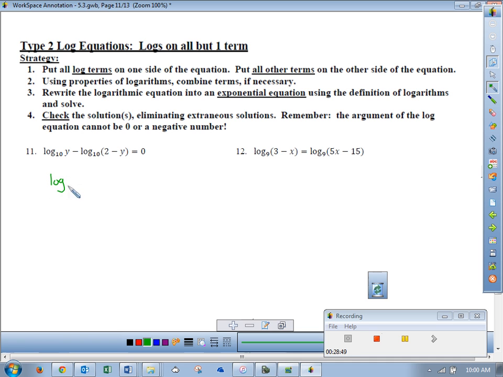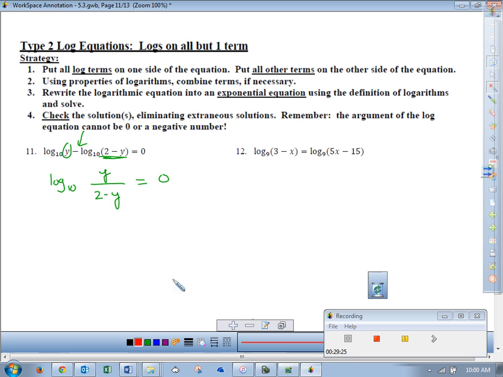Log base 10 of, what should I do with these bad boys? Should I multiply them or should I divide them? Divide. So it's going to be, who's in the numerator, y or 2 minus y? Y is upstairs, 2 minus y is downstairs, and that equals 0. All I did was use my logarithmic rules that say when you're subtracting logs, you really can divide the arguments. Cool? Now it's log of something equals a number.